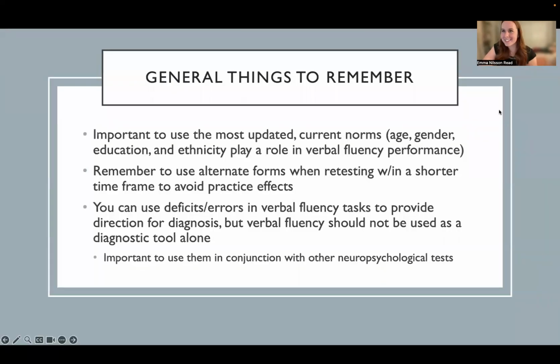Okay, so before we exit, here are just some general things to remember when you're using verbal fluency tests. Number one, it's always important with all neuropsych, not just verbal fluency, to use the most updated and current norms that you can find. And the reason for this is, remember that age, gender, education, and ethnicity have been shown to play a role in verbal fluency performance. So if you want accurate data, you should use the most updated norms.